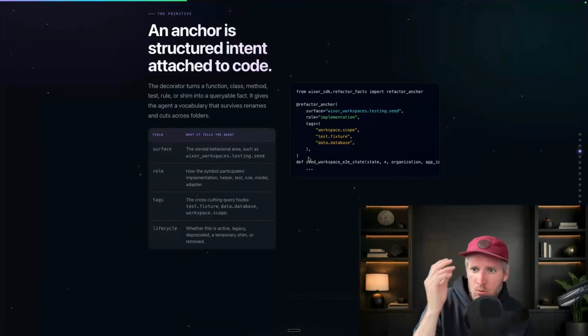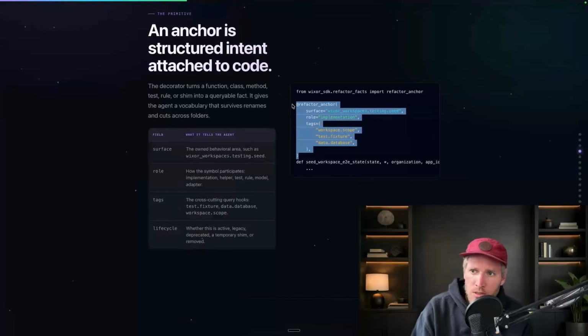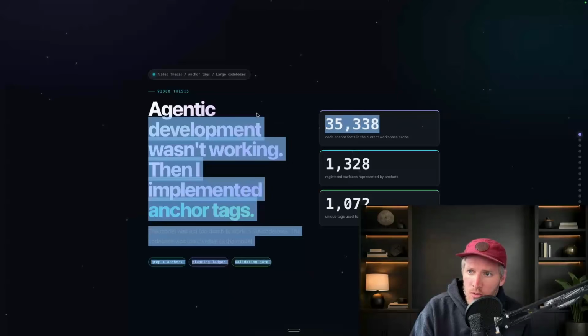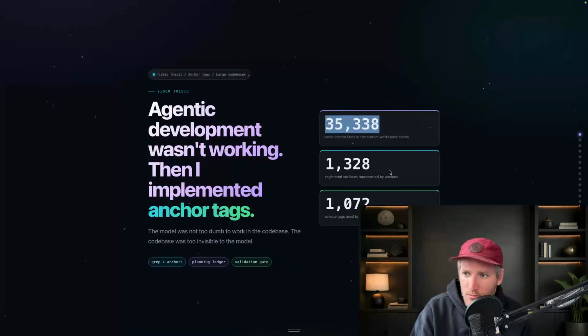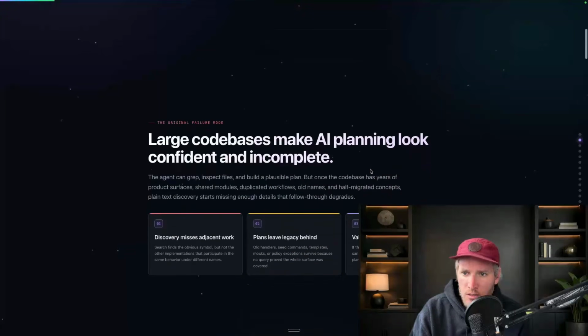And in short, what I've started to do with my apps is basically put this metadata throughout the entire code base, and I'll answer why in a second. But for context, one of my code bases has roughly 35,000 anchor tags in it, and there's about 1,300 different services. Now, the key thing comes down to why is this necessary?